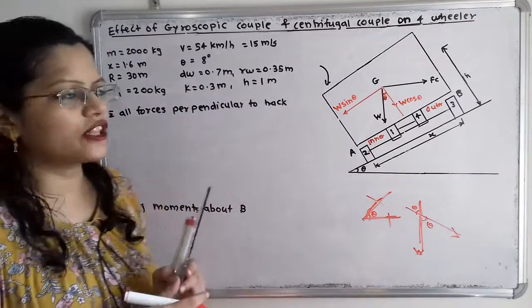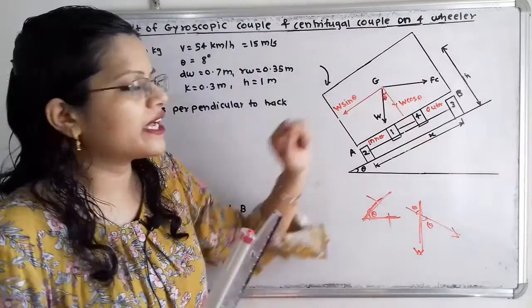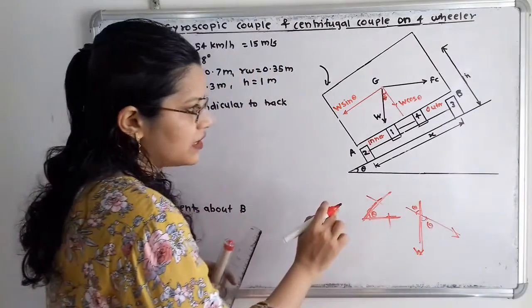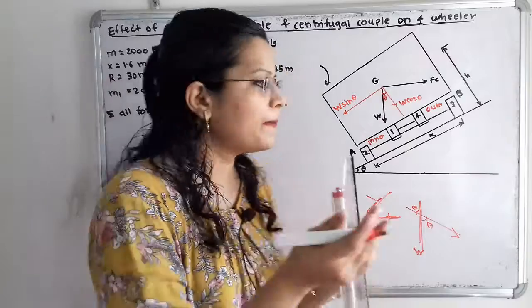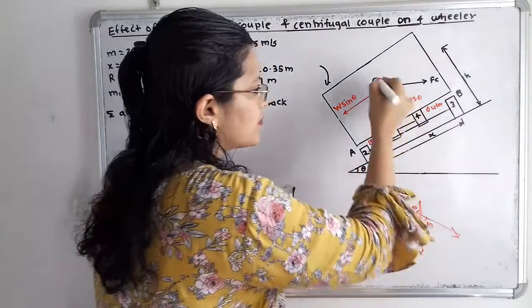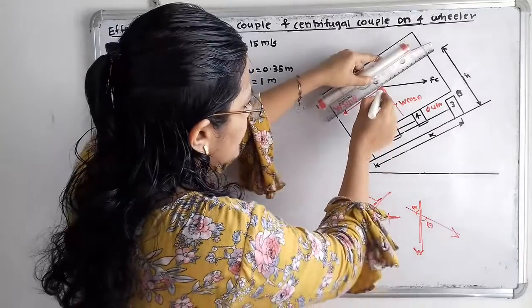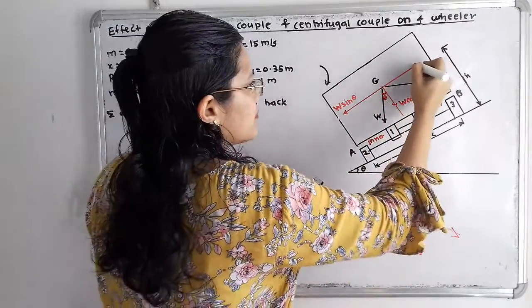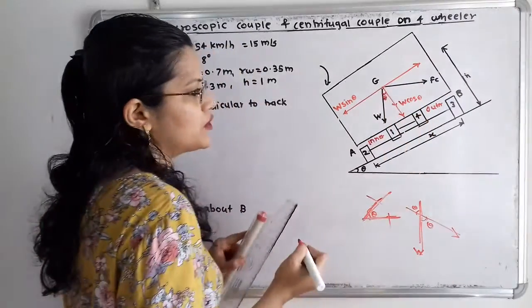Now we will move to the next. Again we have to resolve this FC. FC is horizontal, that is, parallel to this horizontal line. So again we have to resolve it into two components, one parallel to this track and the other perpendicular to this track. Parallel to this track we have to take. So this is the point of origin of FC, that is the point G, and perpendicular, the same line is there, so I will show here.